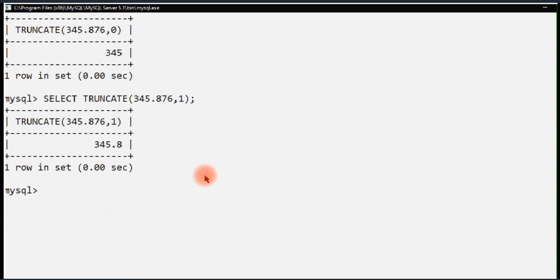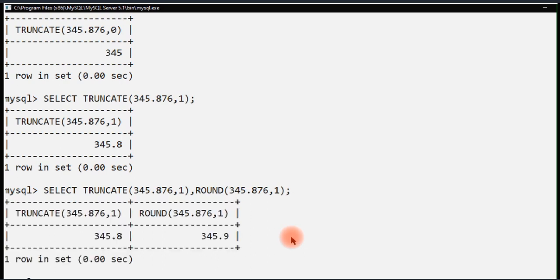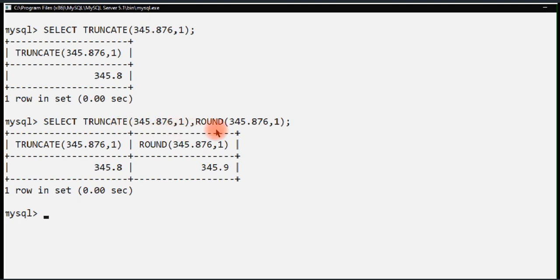Now both the functions I'll show you simultaneously, so there should not be any confusion. Truncate and again round, same value I am making use of, 345.876 comma 1. And as you know, in round off function we check 5 and above values after the first digit, but in truncate we are not going to do that. So in the first case the answer will be 345.8 as it is. In the second case the answer will be 345.9. So this is the difference between truncate and round.